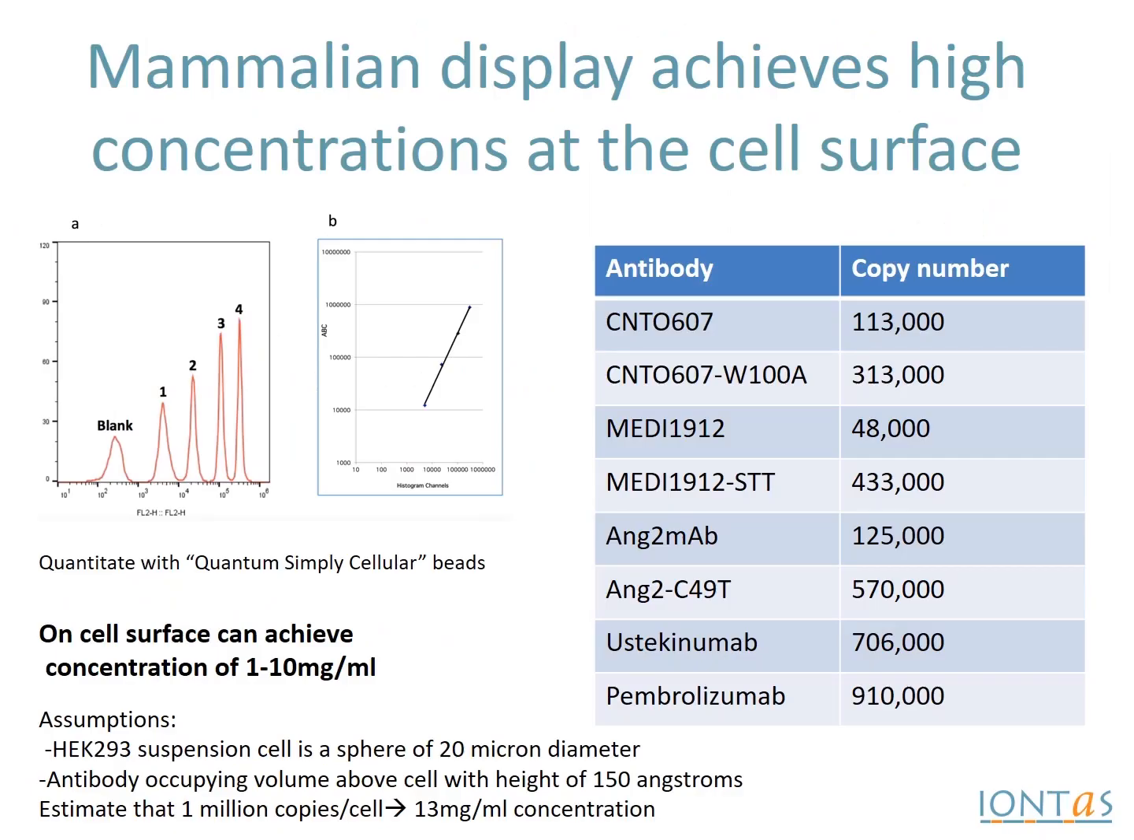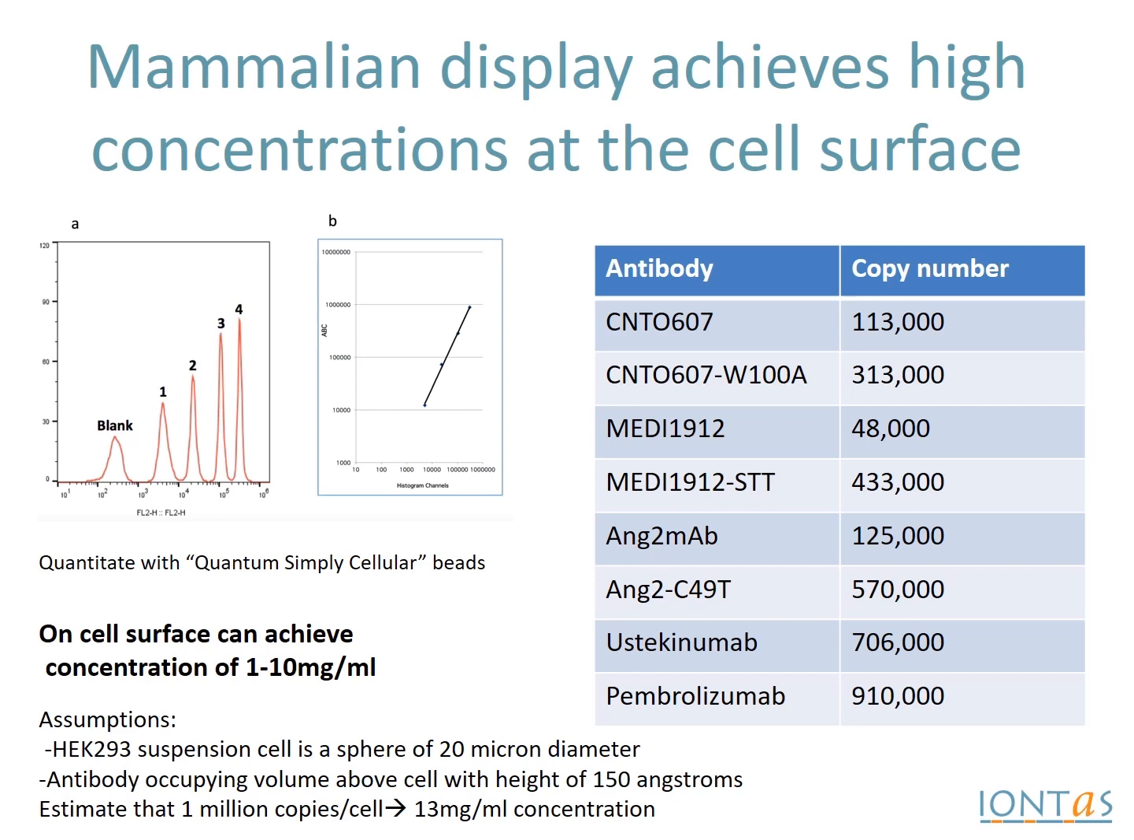So why would display on the cell surface help you to pick up some of these biophysical problems that antibodies may suffer from? When we secrete an antibody from a mammalian cell, it goes out into the large volume of the tissue culture media. However, by mammalian display, we anchor the antibody on the cell surface and thereby can achieve relatively high concentrations in a short space of time.